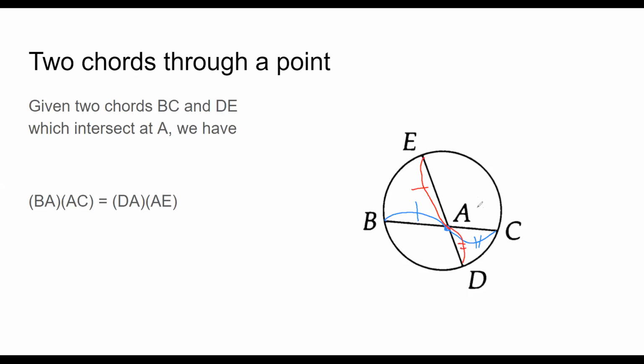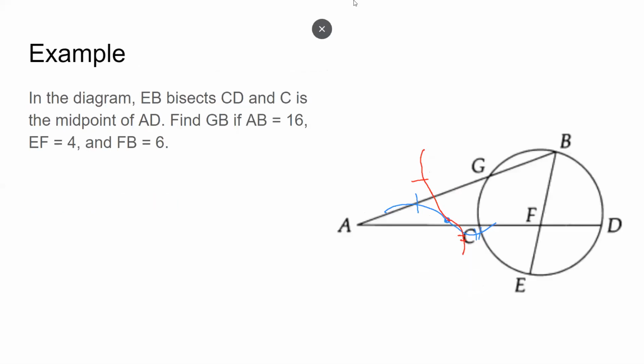So when you have two chords that intersect and they get split into two parts, the product of the two parts for each of the lines is going to be the same. Let's just do an example here. So this is another tough one. I think I'm gonna walk through most of it, and this will be the last slide of the meeting. So let me clear what we have.